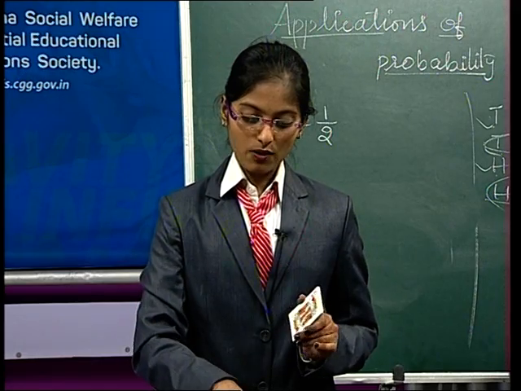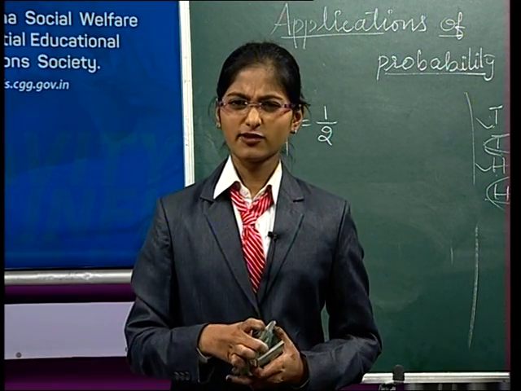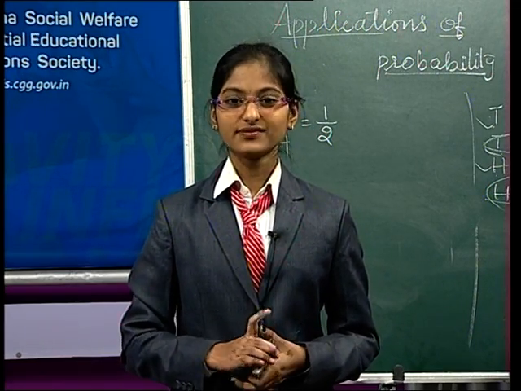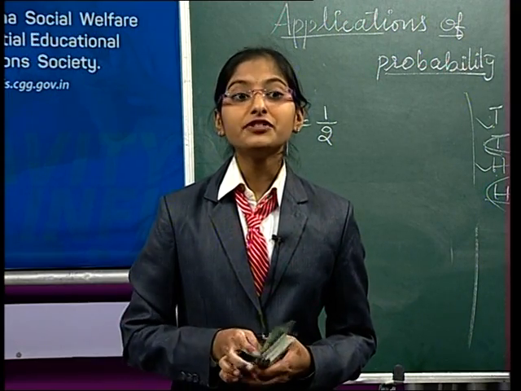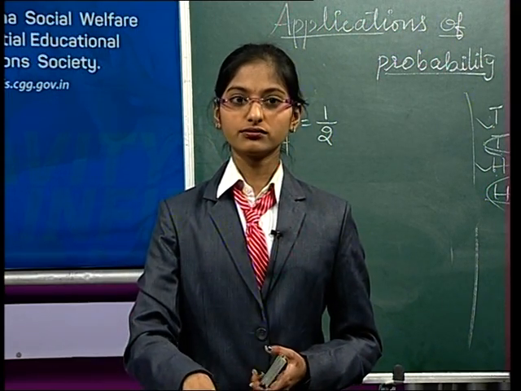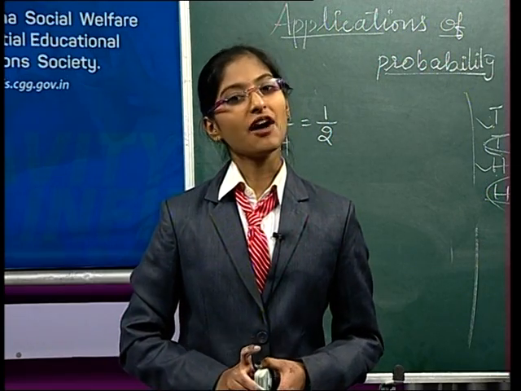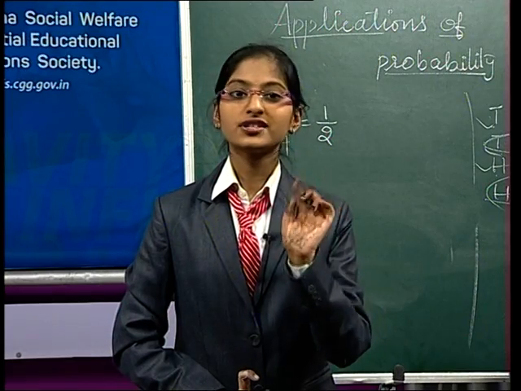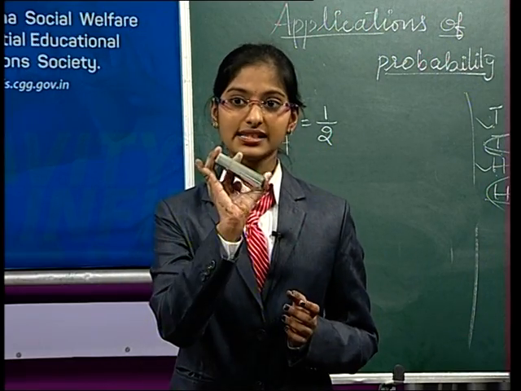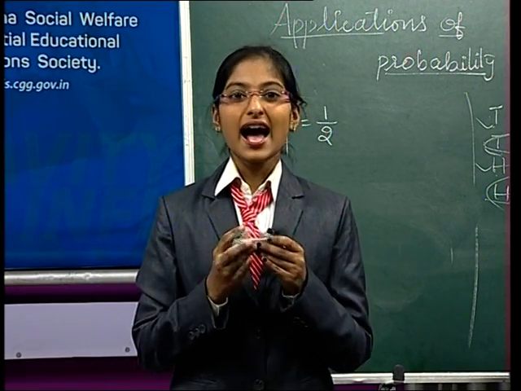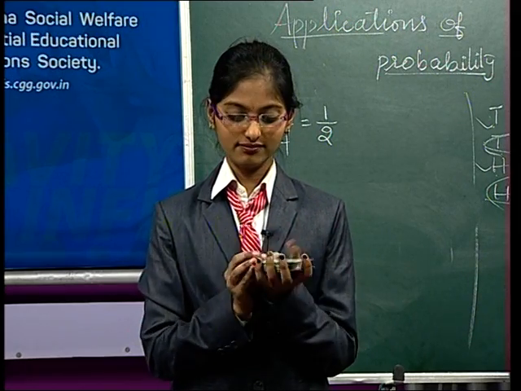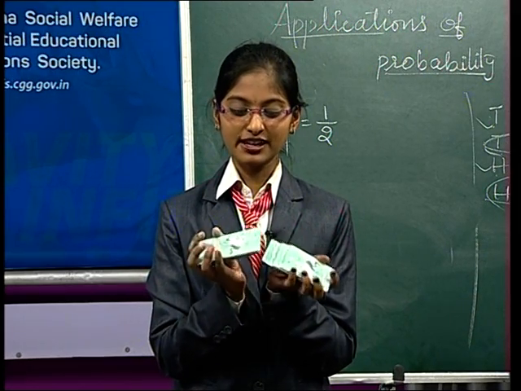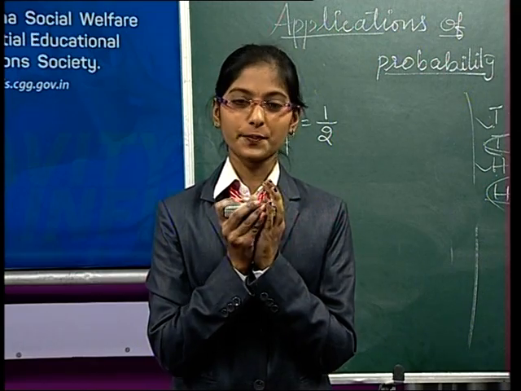Now, I am going to take a deck. What is meant by a deck? A deck will have 52 cards. How 52? Each set will have 13 cards, and we have taken 4 sets. 13 fours are 52. We have 52 cards in a deck. Now, I am going to shuffle this. I am going to mix all the cards here.